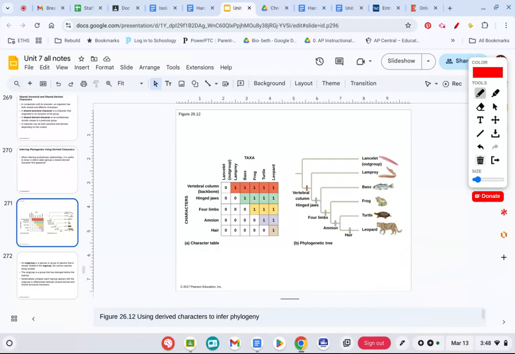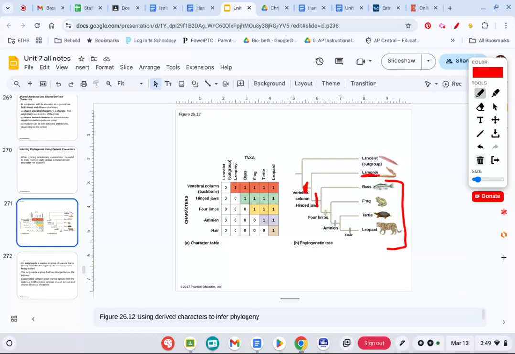So then I put a little line here, and that is a derived character that is going to separate out the lampreys from the rest of the groups or the rest of the taxa. So the rest of those all have a backbone, okay? And then I can do the same thing for hinged jaws. Oh, sorry, that was the hinged jaw one, not the vertebral column. That was the lancelet, my bad.